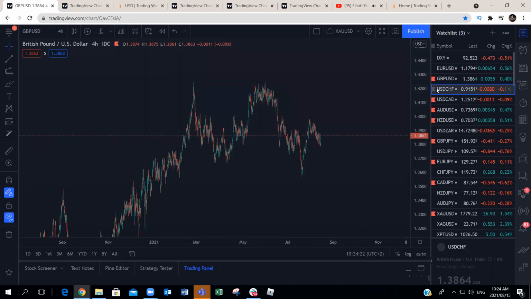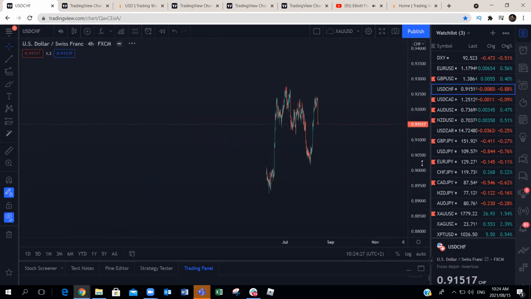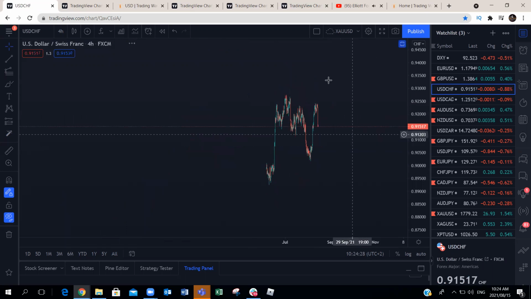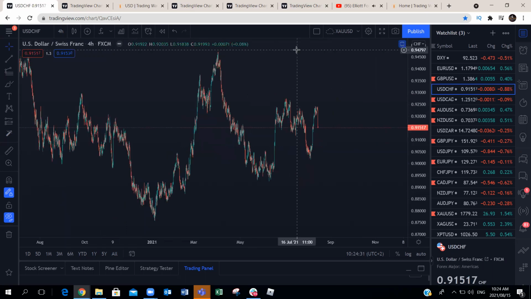Right, so that is pound US dollar. Let's have a look at US dollar chief. Now, US dollar chief on the 4-hour, we expected it to push a little bit higher than where it has reversed now. We expected this to make 1, 2, 3. We have reversed at this level now, so it doesn't make any difference.